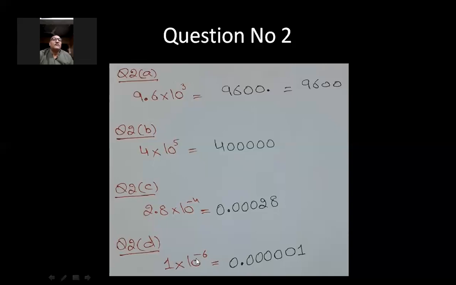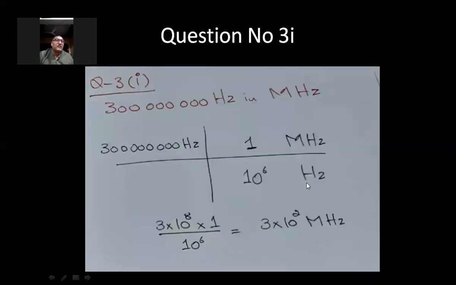So no, towards the left. Sorry, I said right. It will move towards the left. How many? 6 steps. So the decimal was here. 1, 2, 3, 4, 5, 6. So it will become 0.000001. So this is how you will do question number 2. Very easy, simple, straightforward question.